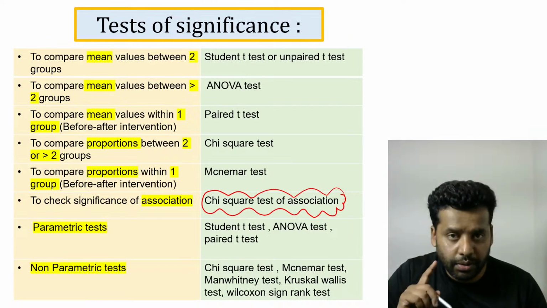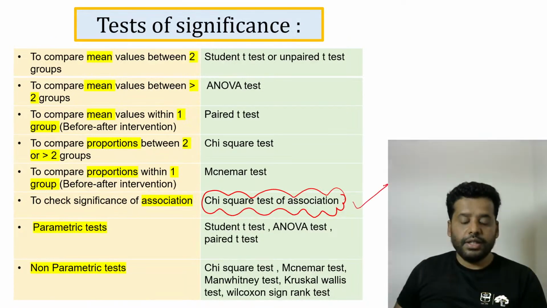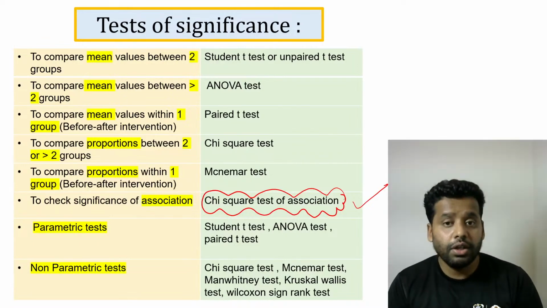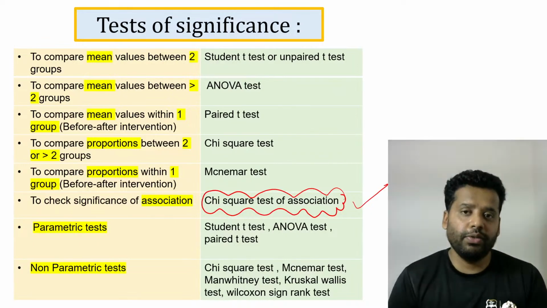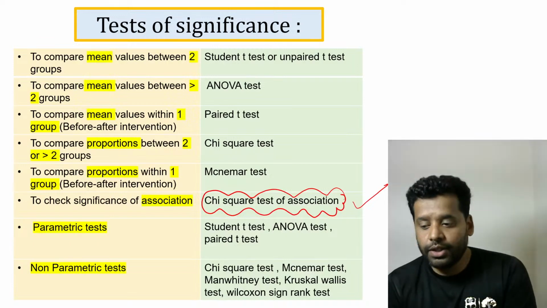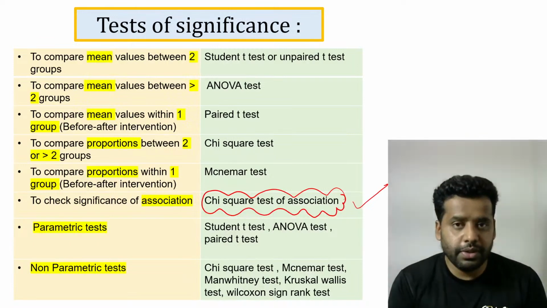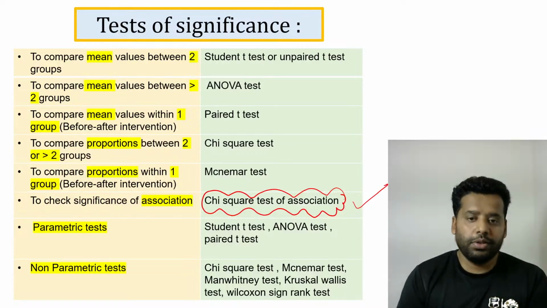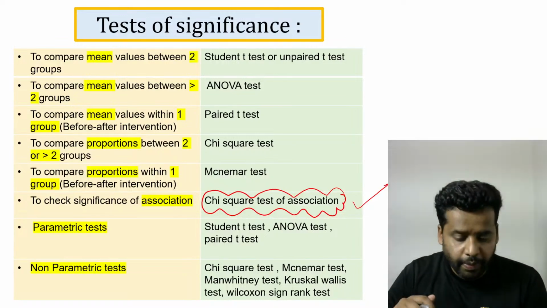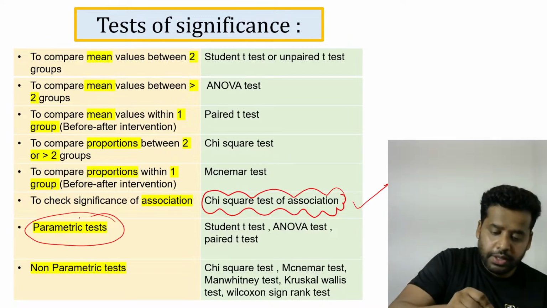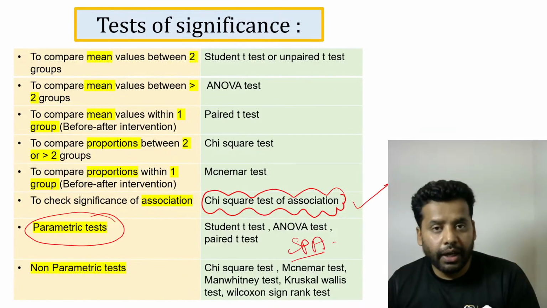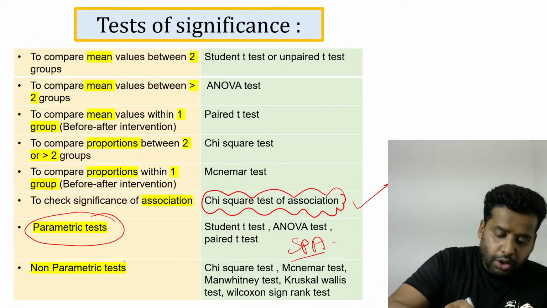Chi-square test of association. Chi-square test of association will be the test used to check the significance of association. Odds ratio will indicate strength of association, but chi-square test will indicate significance of association. Remember the words. Parametric test, what is the mnemonic? SPA. Student t-test, paired t-test, ANOVA test.